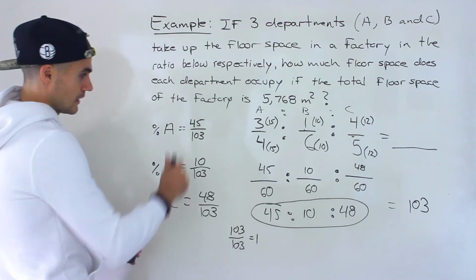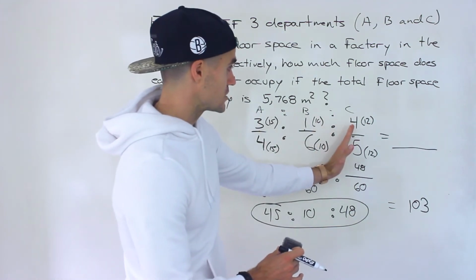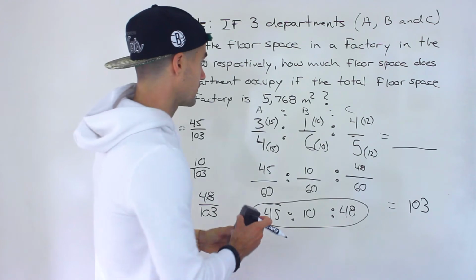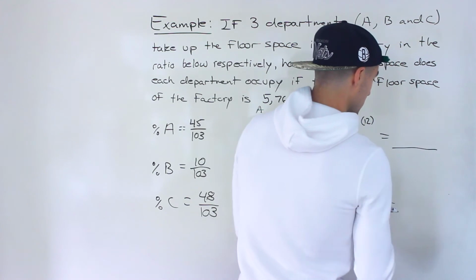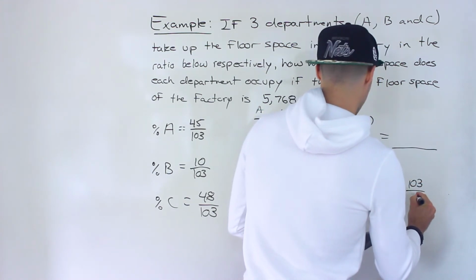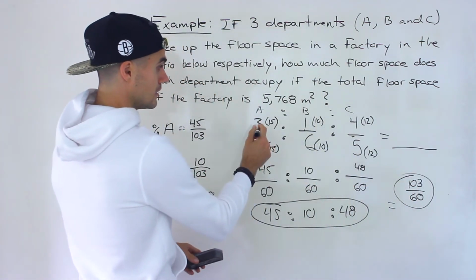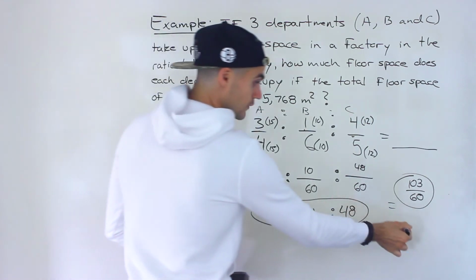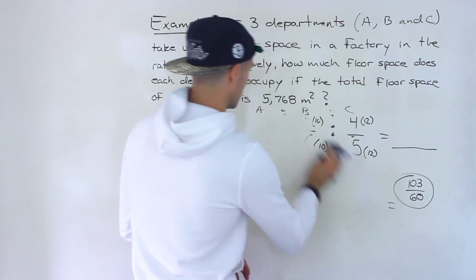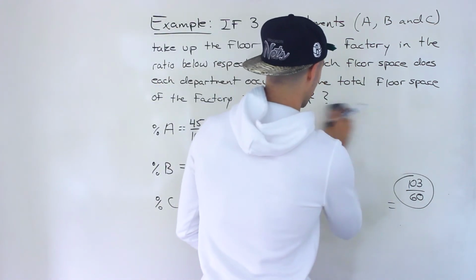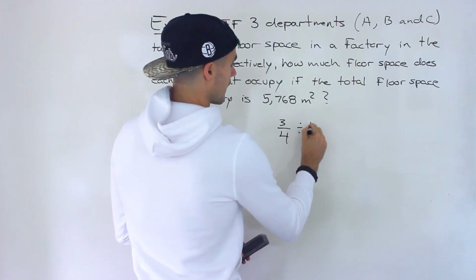Now, again, you could have also got these fractions by adding up these fractions here in the ratio first to get that whole number. And so what you would end up with is 103 over 60. That would be the whole fraction, and then same process, how we took the 45 divided by the 103, you would take the 3 over 4 and divide it by that 103 over 60.